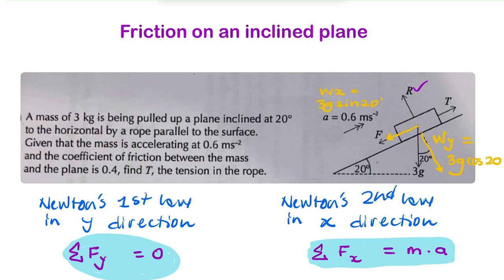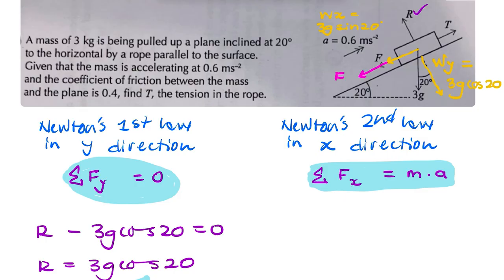And just to make the friction really clear, I'm going to draw it here in pink, and that's my friction. We'll call it F. So if I start by saying, because it's accelerating up the incline, this T is going to be positive, and these two forces will be treated as negative. So T minus Wx minus the friction equals ma.